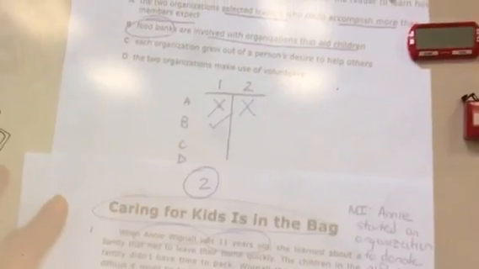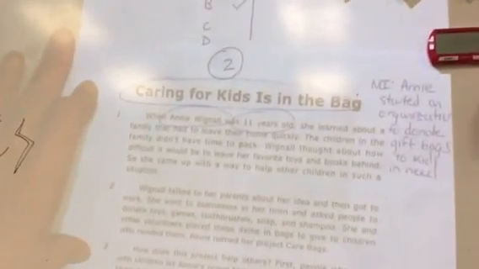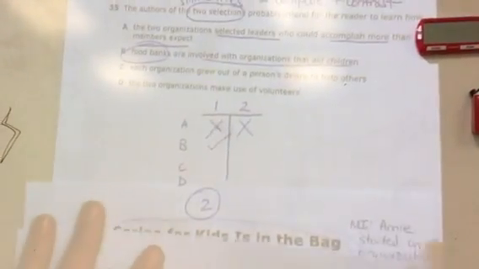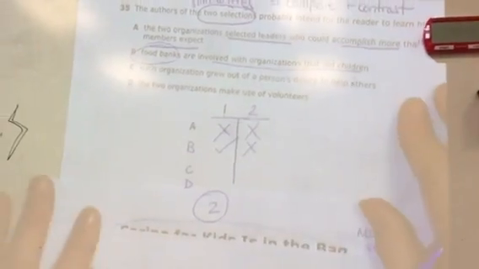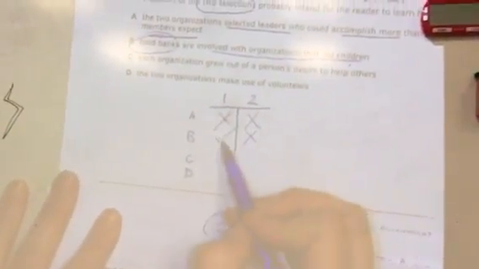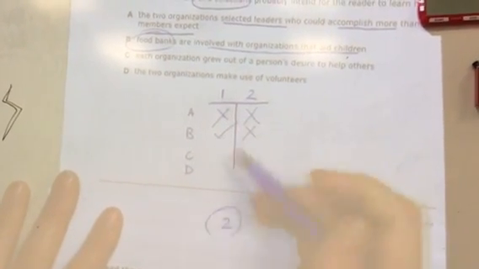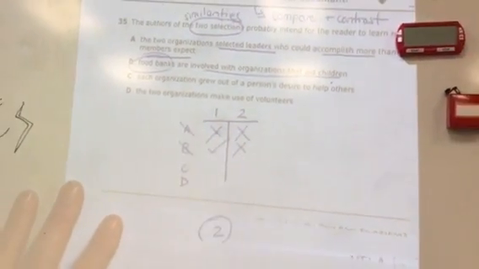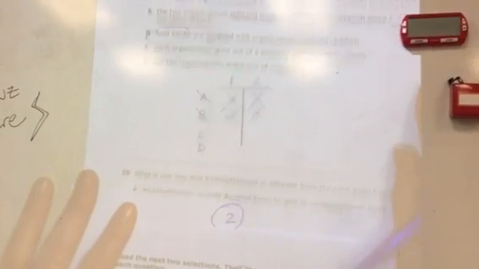Caring for Kids is in the bag, they're just donating gift bags. There's no food bank, so I'm going to go ahead and put an X. Now, remember that I'm looking for similarities, so that means that I need to have a check mark in both columns. So far, we have neither answer with both check marks. I can already cross them off.